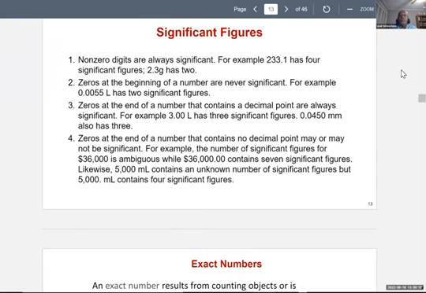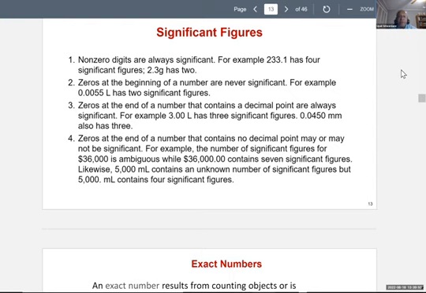2.3 has 2 significant digits. Starting with 3, there are 2 numbers. In 2.3, the rightmost number is 3, which is the uncertain digit. So in a measurement, we normally round off to the uncertain digit. Measurements are not just all the numbers. We only write down significant numbers, which are important.